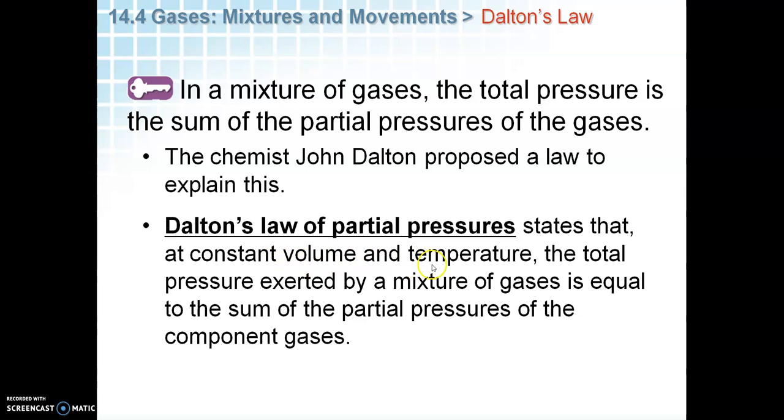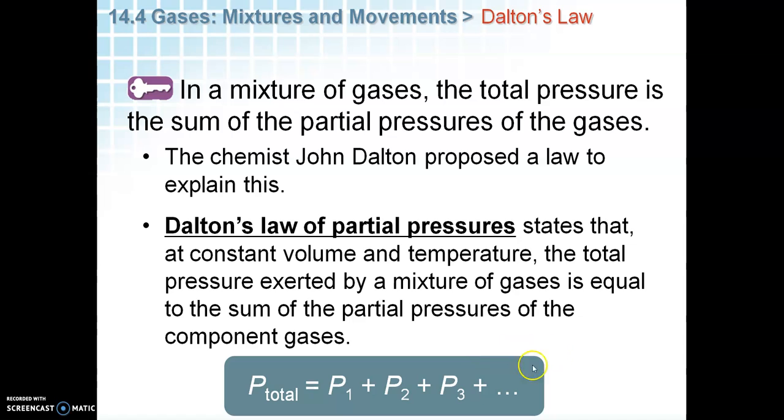So if I don't mess with the volume and the temperature, I mix two gases together, each at partial pressure of one gas plus partial pressure of the other gas. The total pressure when I mix them will just be the two partial pressures added up. Or mathematically, P total equals P1 plus P2 plus P3 plus and so on, where you have gas 1, gas 2, gas 3, gas whatever.